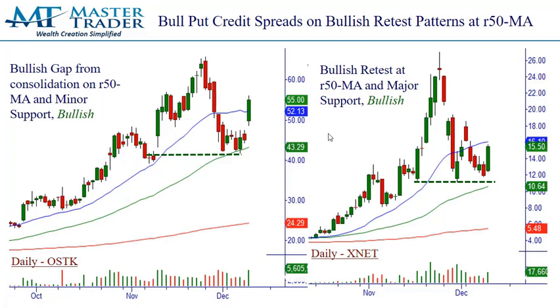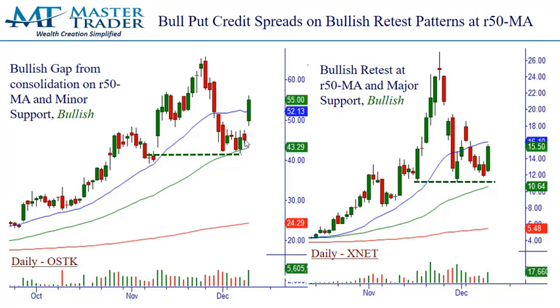Two more examples here we gave on the same day. We don't care about the symbol, we're chartists. These were bull put credit spreads, let's look at one by one. This one, a bullish gap from consolidation on the rising 50-period moving average, minor support. It came down hard, stabilized, bullish engulfing, inside day. See my green line here? That's my minor support, gap support, rising 50.